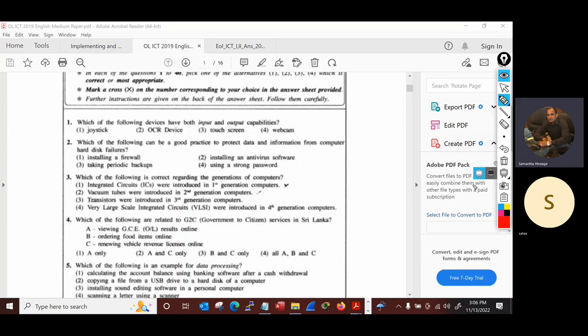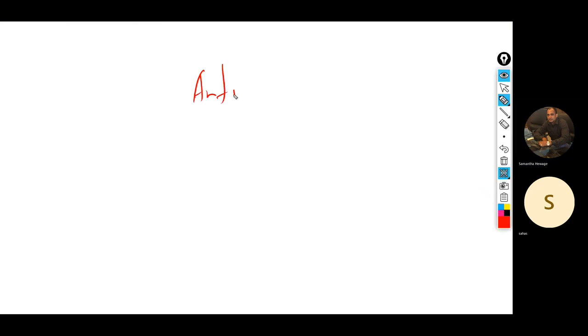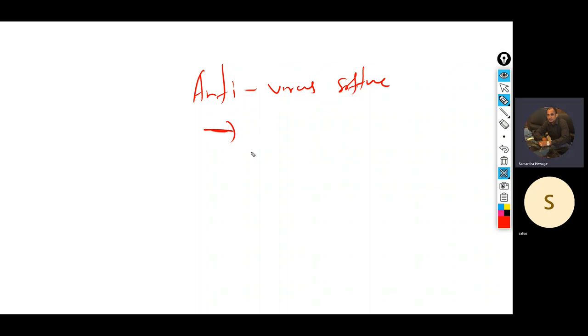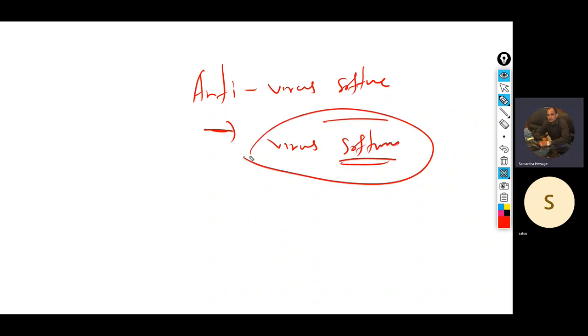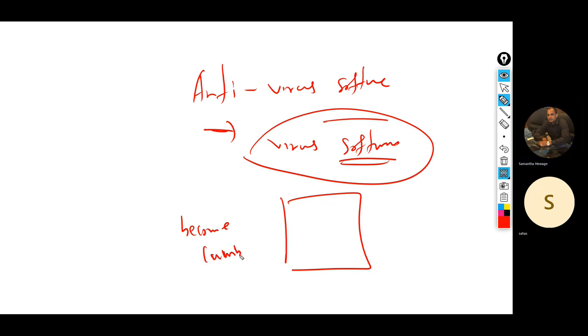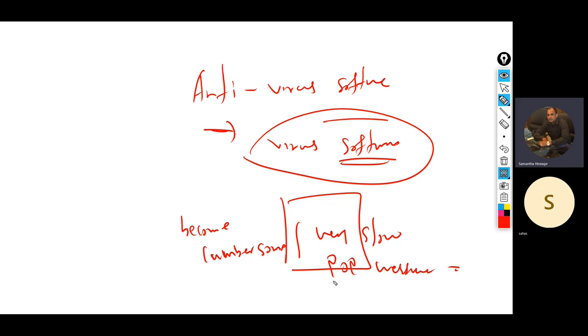Installing antivirus software. Why do we need antivirus software? Because most of the time, on the internet, around the world, we have virus software. If your computer is infected by a virus, it will not work properly. It will become cumbersome, meaning very difficult to work with. The machine will get very slow. Some pop-up messages come. You can't work. The machine will keep restarting from time to time. The machine will get stuck. Your files will be deleted automatically, misplaced or deleted.